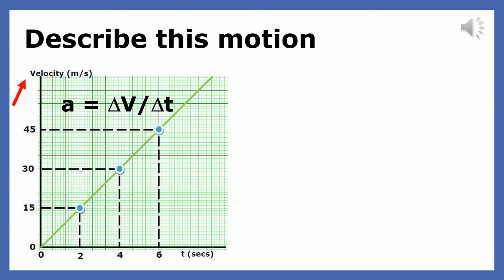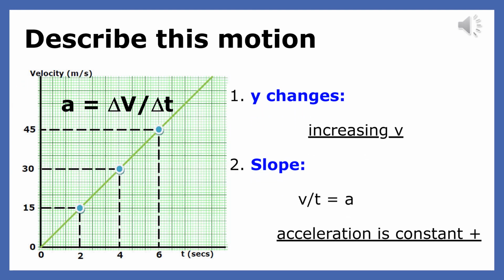Let's use our two-step plot analysis. The y-analysis of this plot tells us that the velocity starts at 0 and increases to over 45 meters per second. The slope of this plot is equal to the change in velocity divided by the change in time, which of course is acceleration. Since the slope is constant and positive, this tells us that the acceleration is constant and positive.